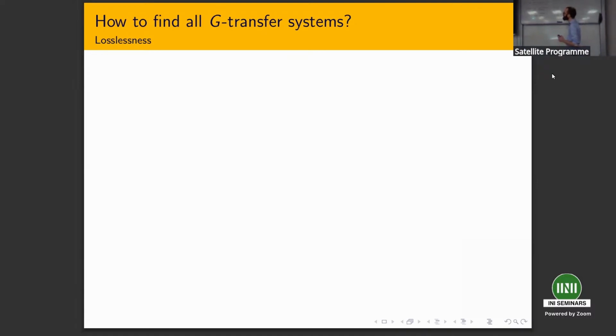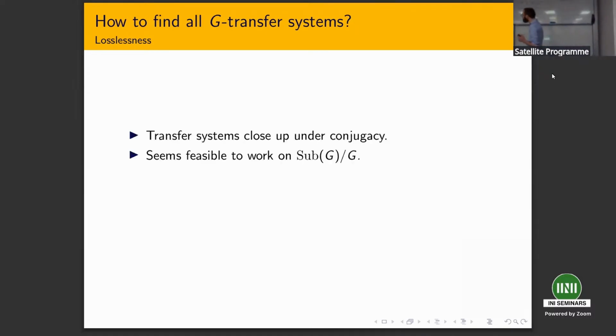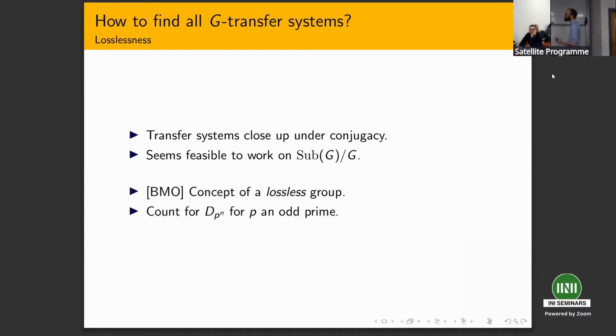I'm sure we all felt that at some point. So transfer systems close up to conjugacy, right? So you say, just work on the subgroup lattice up to conjugacy. Well, this is now a poset, not a lattice, but technicalities aside, why not just do this? Problem is you can't in most cases, but sometimes you can.